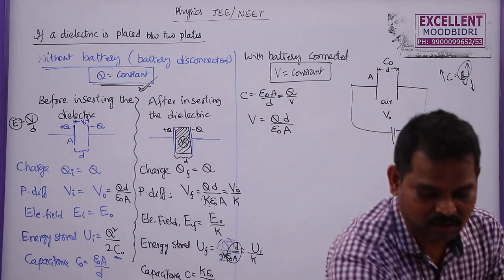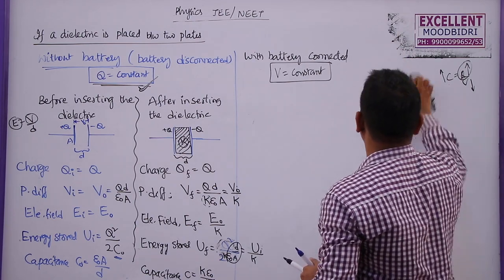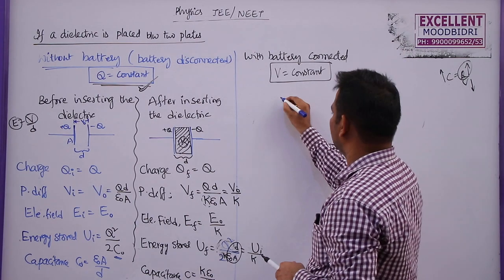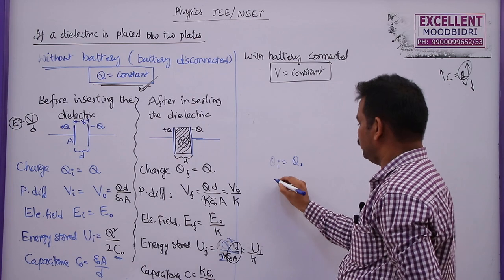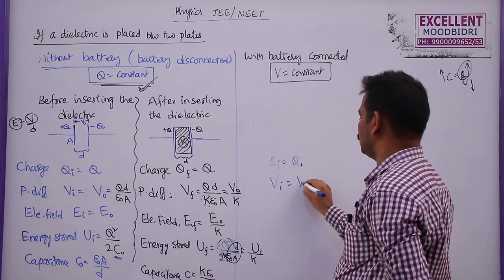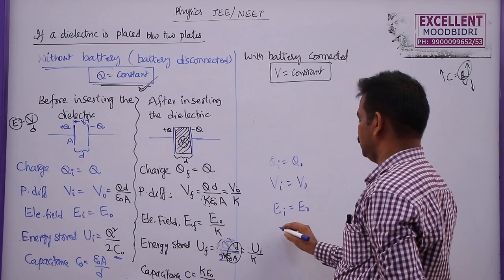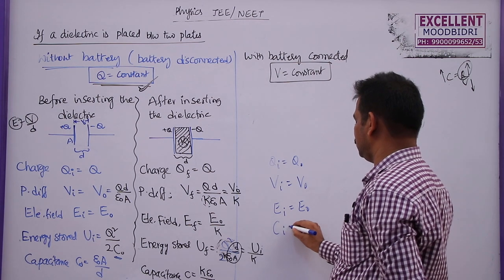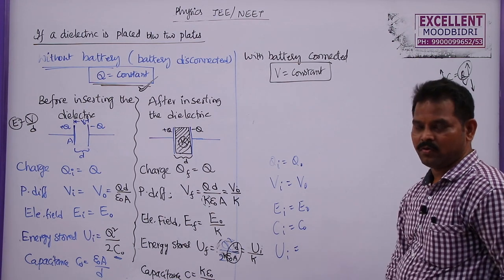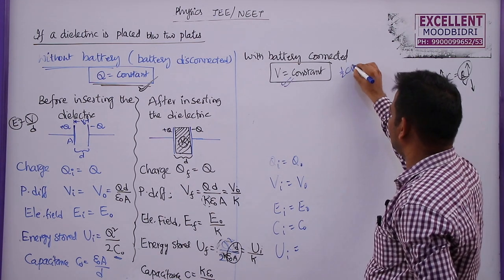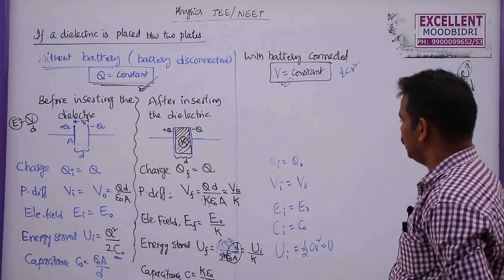So in this case also, I am going to write two points: what happens before inserting and after inserting. Before: the charge Q initial is Q naught, potential difference V initial is V naught, electric field E initial is E naught, and capacitance C initial is C naught. And energy stored U initial is, as V is constant, half CV square.